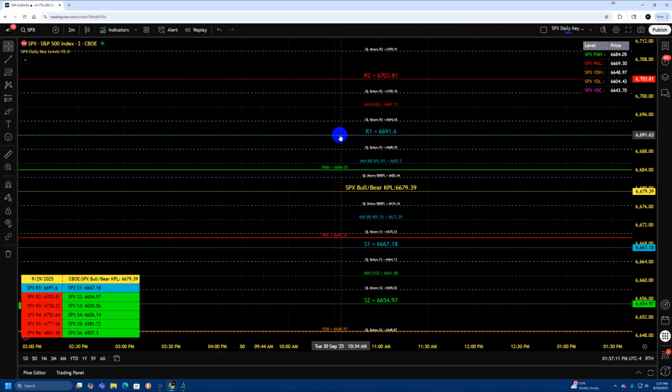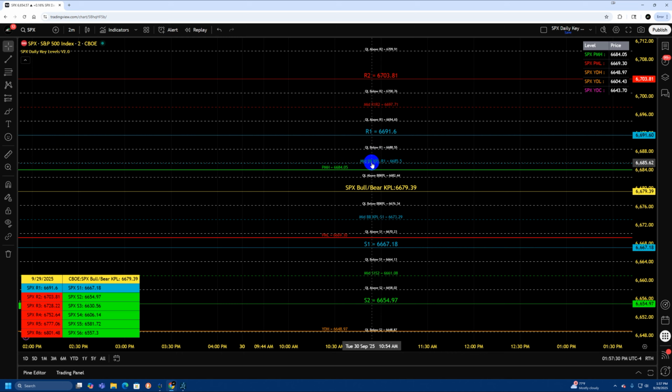So on R1, if we were taking a trade off a breakout above R1, and we're taking a bullish trade, then our tight stop loss is the QL below R1, because that's the level we're taking the trade from.